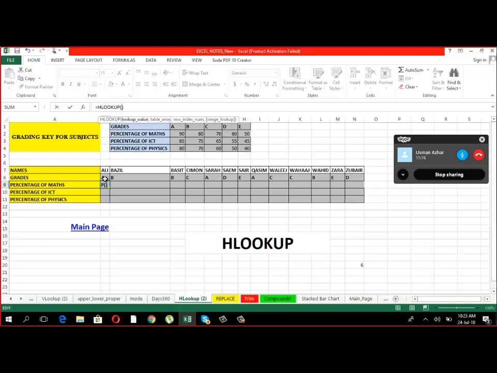Just the function is changed. Is this not the lookup value? HLOOKUP. Exactly. Is this not the range? We'll make it absolute. Comma. And comma. Now we need the row index number. For maths, which is the row? Which is the row from this range? Which row do we want the values for maths? The second. Very good. Usman, you're a genius. And comma 0 for the exact match, let's say. Here you go.